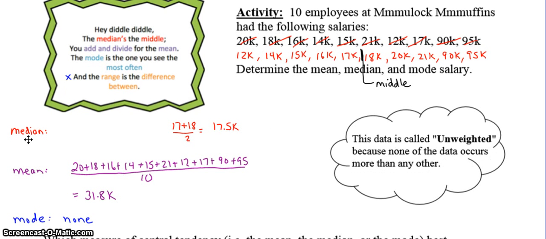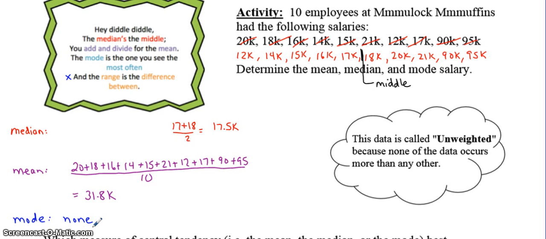Okay, welcome back. So to find the median, you had to remember to put your values into ascending order and then take the middle value. Since there's 10 values, you're in between the 5th and the 6th number. So in between 17 and 18 is 17.5K or $17,500. To find the mean, you add up all the numbers and you divide by how many there are. So when you add them all up and divide by 10, because there's 10 numbers, you get 31.8 thousand.